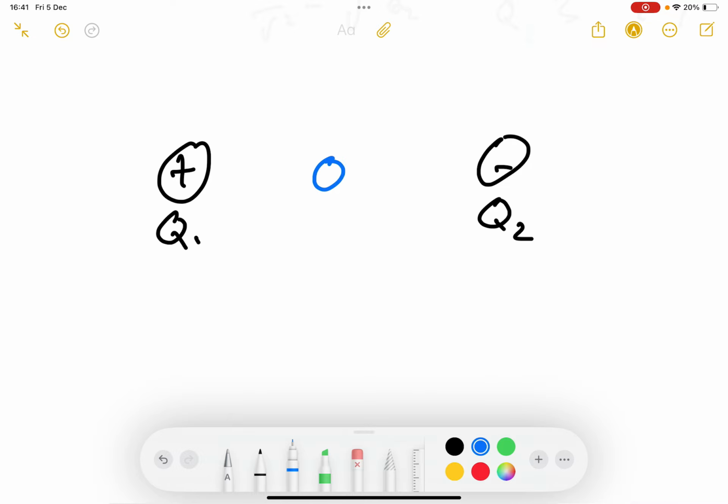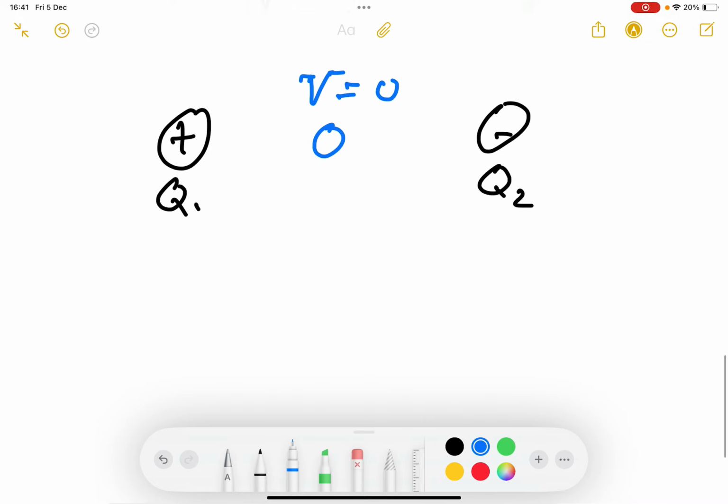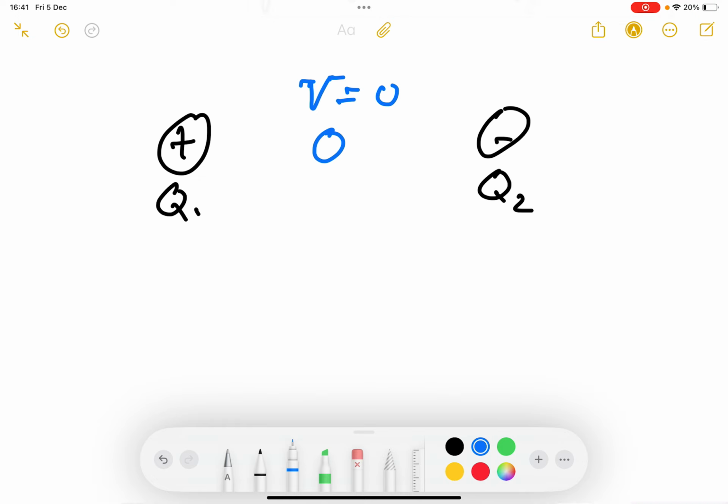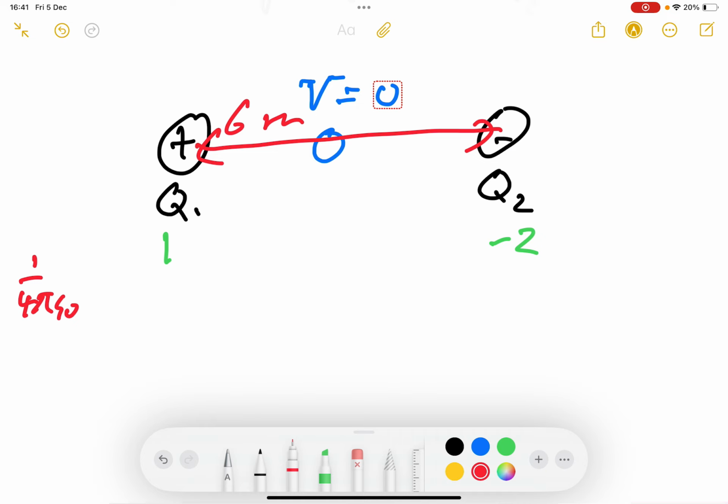Now we can say there's a point where the potential is 0 because these are scalars. Positive charge makes a positive potential. The minus charge makes a minus potential. So there's a point where they add up to 0. So let's again put in some crazy simple numbers. We'll make that 1 and we'll make that minus 2. We'll make that 6 metres. So potential is 1 over 4 pi epsilon naught Q over R. But I think we can see that the 1 over 4 pi epsilon naughts are going to cancel.